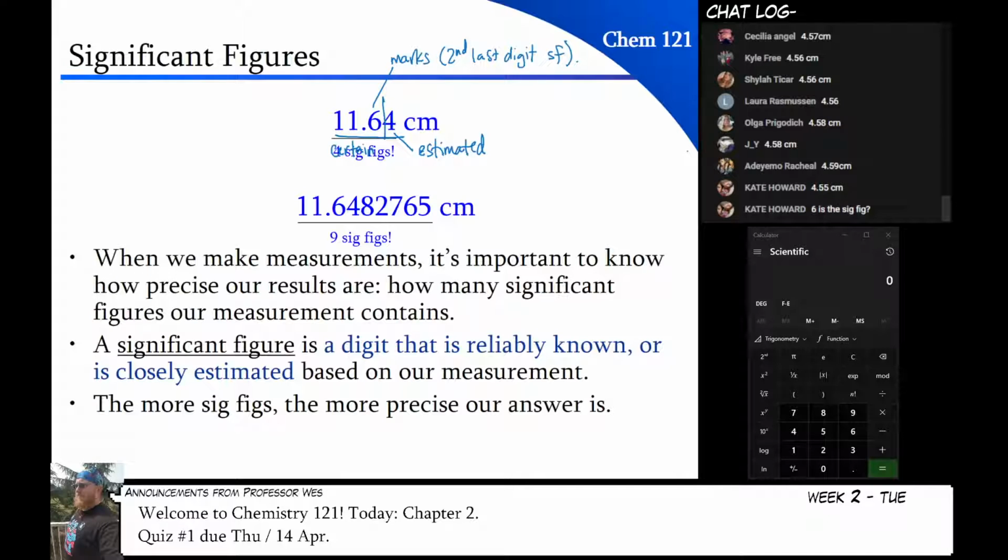Six is this. So all of the digits are sig figs. So the number of sig figs would be the number of digits that were written down. Let me clear this out here. So in this case, I wrote 1, 2, 3, 4 digits down. So I have 4 sig figs. Here I was able to write 9 down. 5, 6, 7, 8, 9. So I get 9 sig figs.